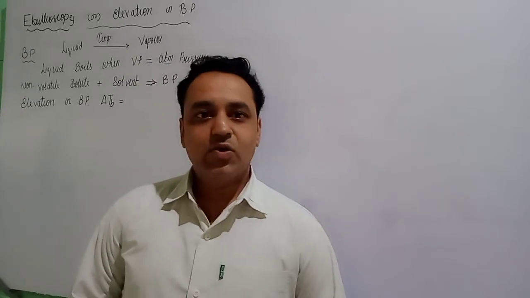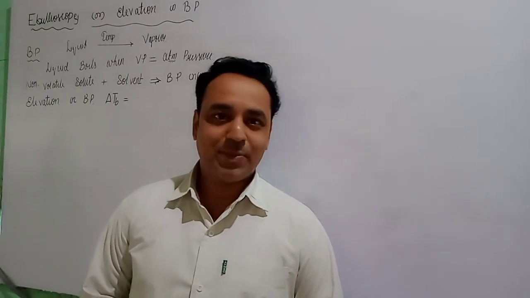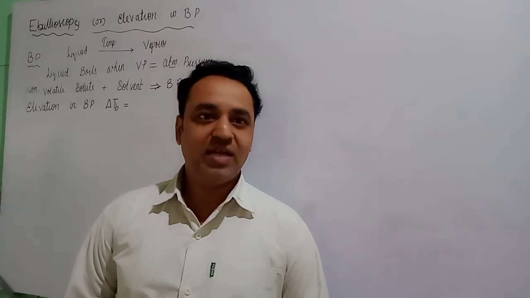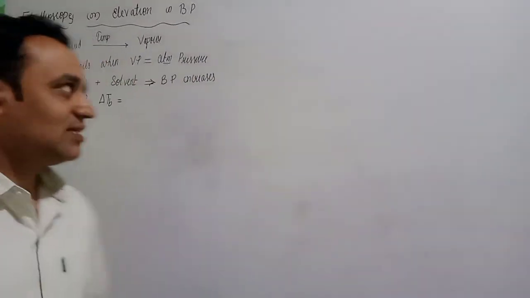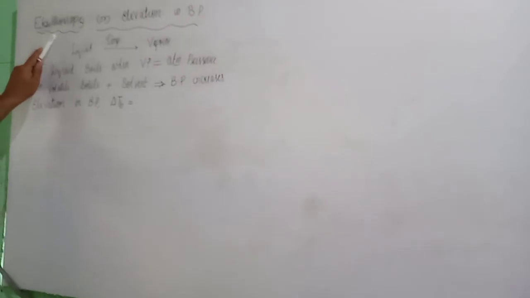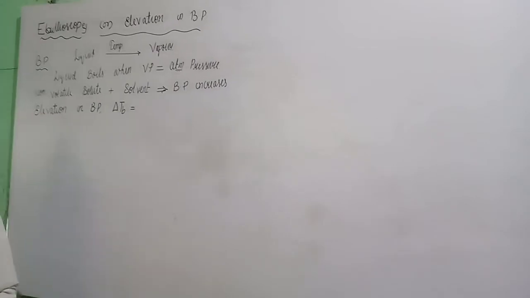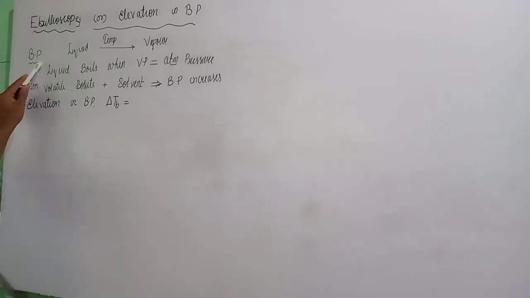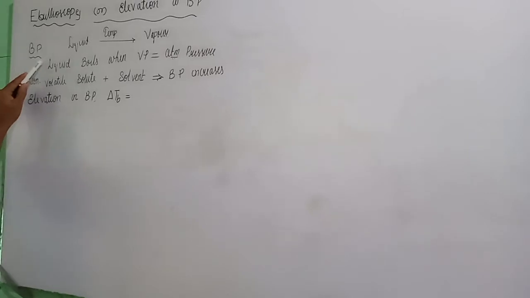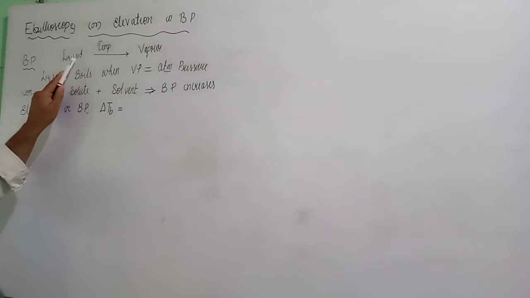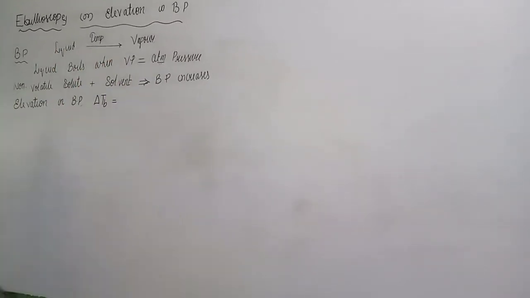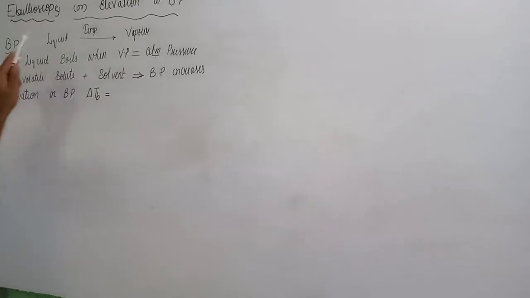Students, today we are going to discuss a second colligative property, that is elevation in boiling point, which means increase in the boiling point. Elevation in boiling point is also called ebullioscopy, or in common terms we can call it increase in the boiling point. First of all, the meaning of boiling point: the boiling point is the temperature when the liquid changes to vapor form. That temperature is called the boiling point.